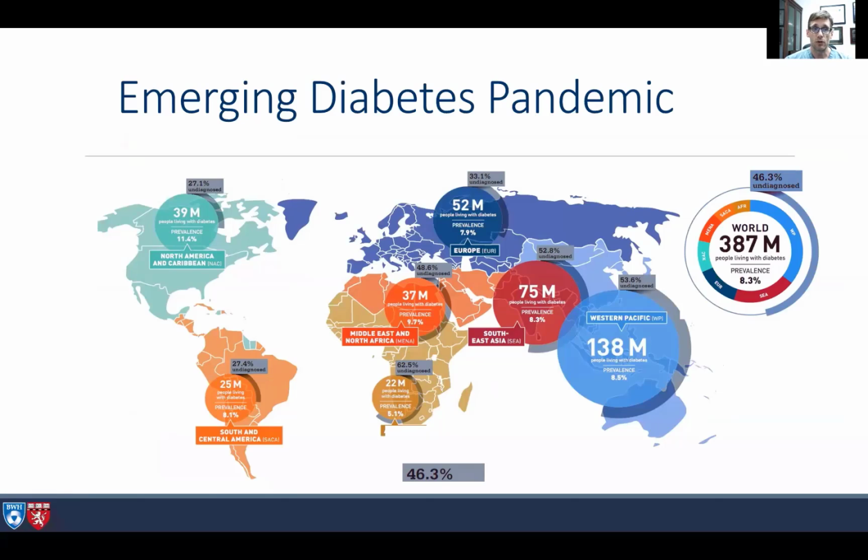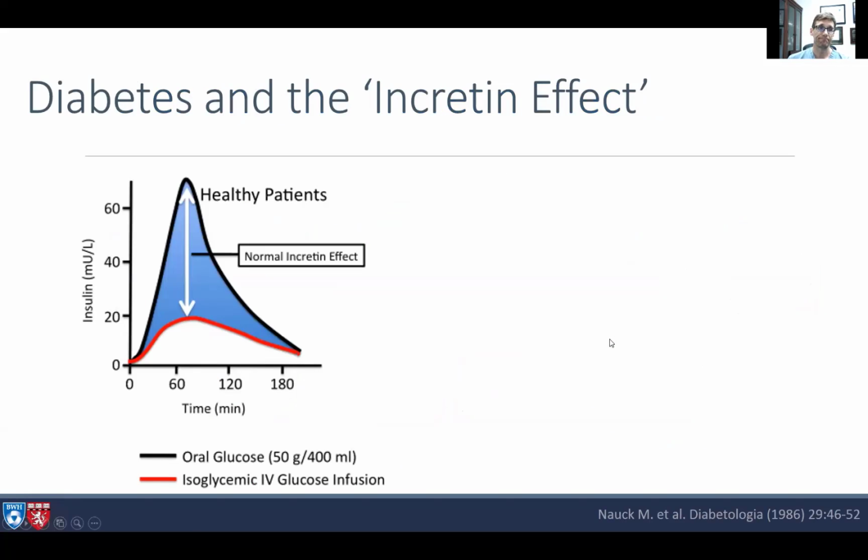Type 2 diabetes is truly a pandemic. It's affecting the entire world. I don't need to belabor this point, but you see it in North America, South America, Middle East. It's quite a problem, even Western Pacific. And to understand how we're going to treat this with endoscopic devices, we have to understand the incretin effect.